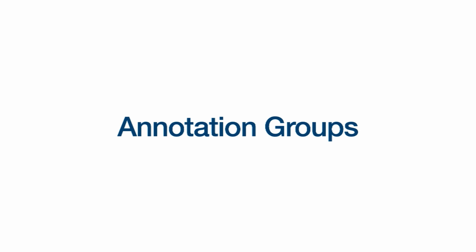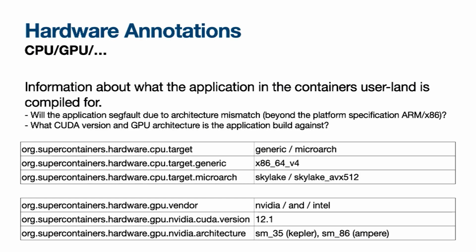That's the first iteration of annotations we propose here in this project. The first one, of course, is hardware annotations. So it's basically information about the container content and what the actual application is compiled for. The first group, as you see, is CPU target. It can be a generic or a microarchitecture target, similar to what you do when you compile with spec. You can define what you want to optimize for.